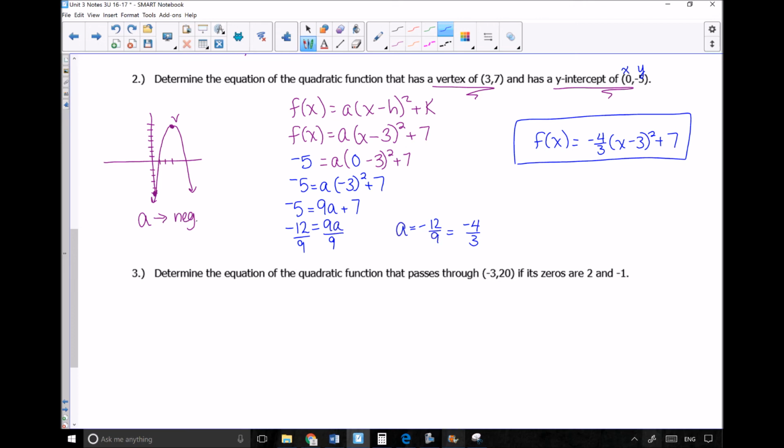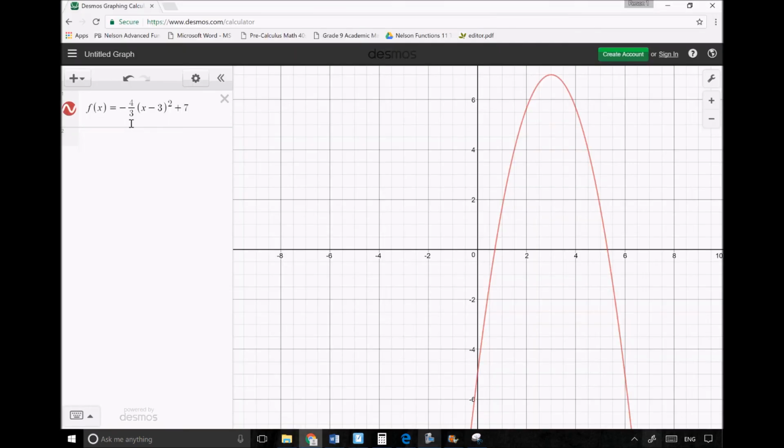Okay, and I want to verify this using Desmos. So if you notice, I typed in f of x equals -4/3 (x minus 3) squared plus 7. Obviously, it does have that vertex of (3, 7), just like we want. But I want to look at my y-intercept, and here, if you look at my y-intercept, it's (0, -5), which is exactly what I want, so my equation is correct.